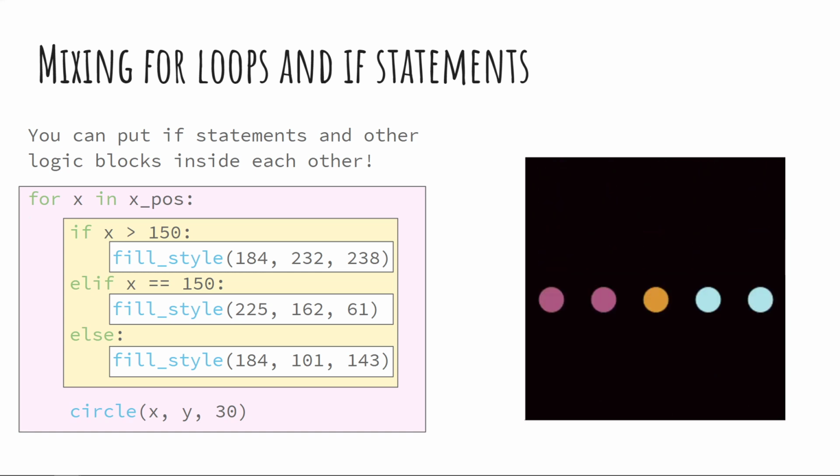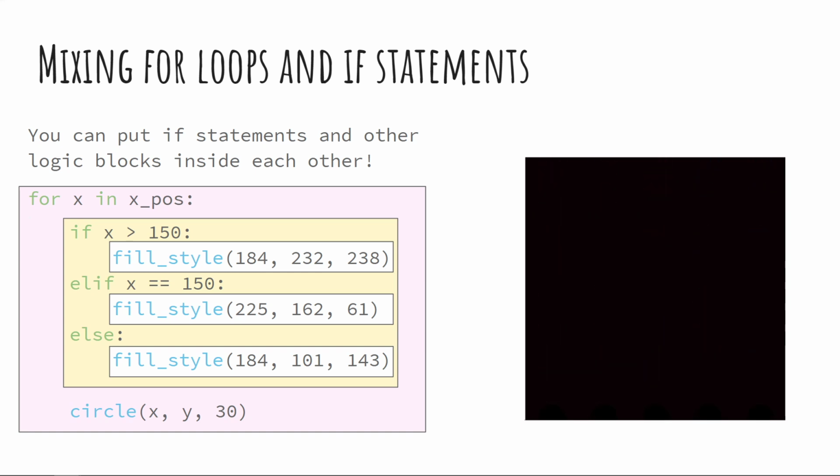So on the left you can see we have a for loop, so for x in x positions. If x is greater than 150, so if the center of the ball is more than 150 across, then we'll fill with some color. Elif x is exactly equal to 150, we'll fill with a different color. Else, fill with a third color. So what this will do is balls on the left side of the screen will fill with one color, in this case a sort of magenta. Balls that are exactly centered on the screen will fill with orange, and balls that are on the right side of the screen are going to fill with a light blue.